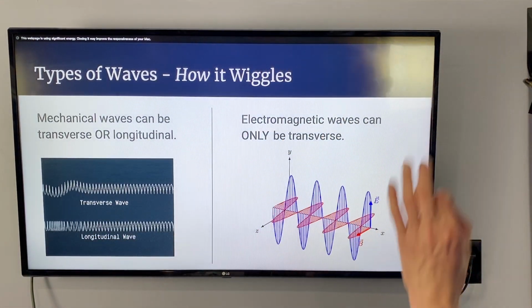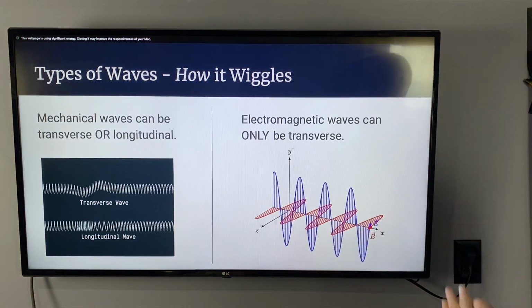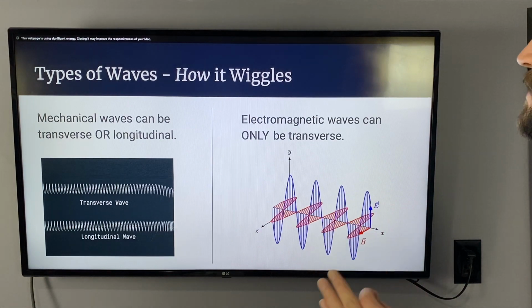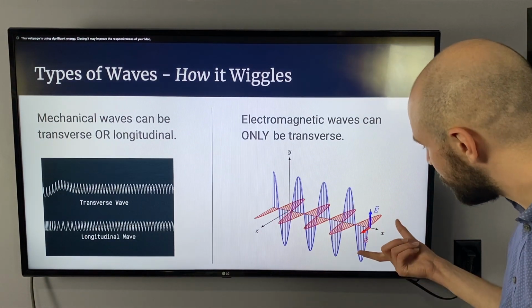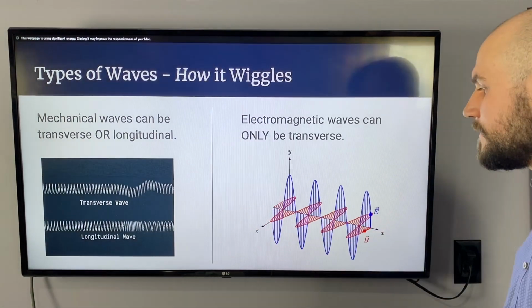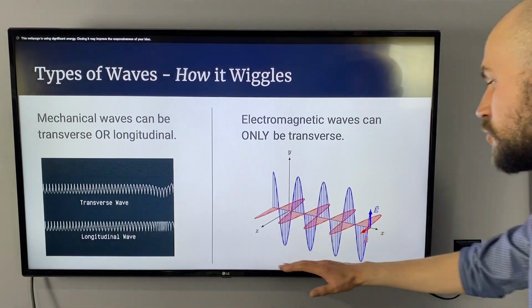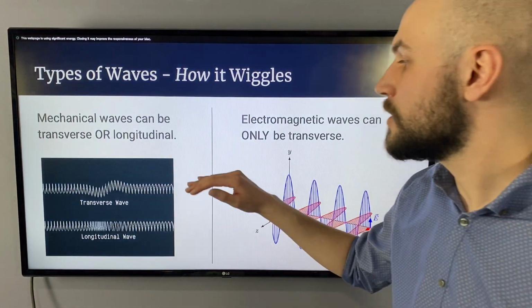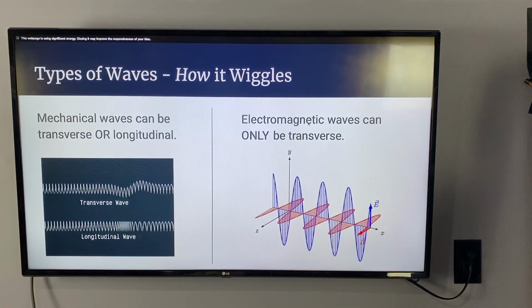But electromagnetic waves can only be transverse. You will never ever find a longitudinal electromagnetic wave. And that has to do with how the electric field affects the magnetic field and how that wave has to propagate through space. All light is transverse. Mechanical waves can be either transverse or longitudinal. Make sure you make a note of that.